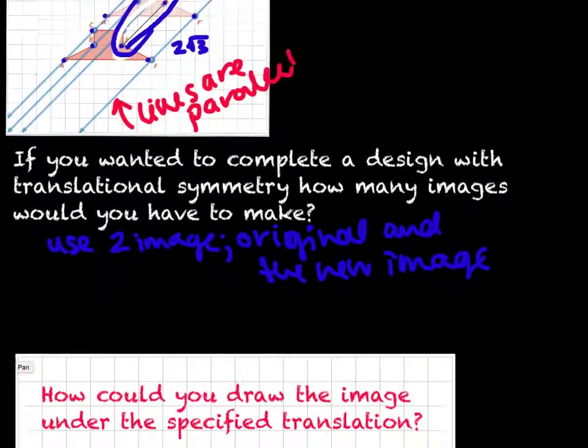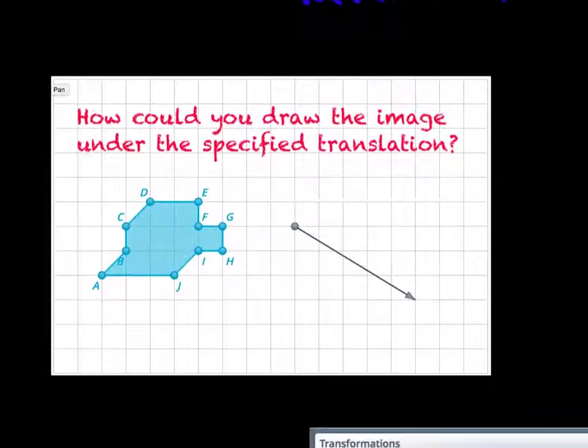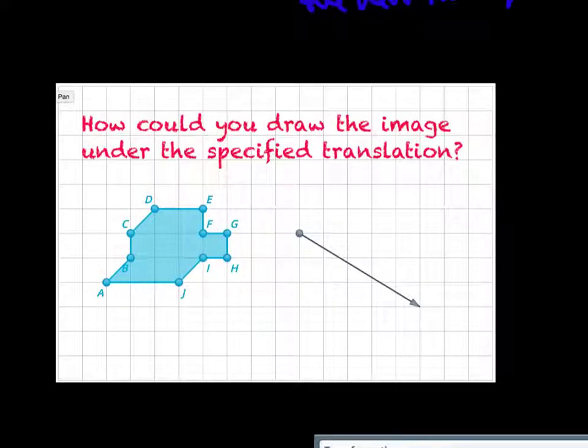Now on to the next point. How could we potentially draw an image under a specified translation? So we have the shape of a puppy. I was really excited about that. And we have our particular vector, or our particular translation that we need to make. If I look at this, I want to pay attention to how far down and how far over it's going. It's looking like we're going down 3 units and going over 5 units. 1, 2, 3, yeah, 5 units.